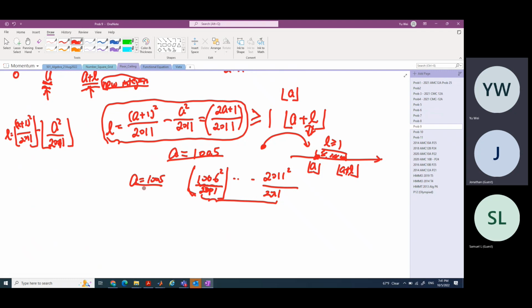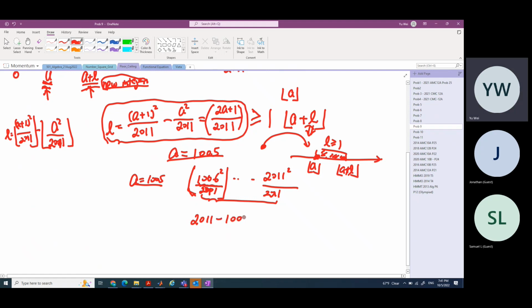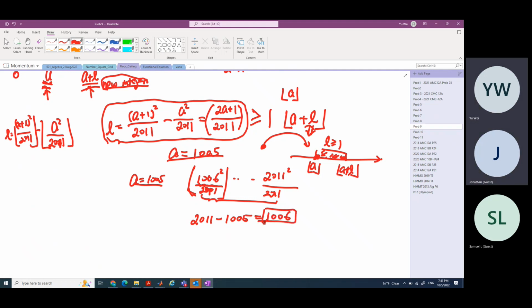Okay, so now you can see, from a equal 1006 to 2011, we all get new integers. So how many numbers here? Is that 2011 minus 1005, which is 1006? Okay, so let's see what happened before that, right?